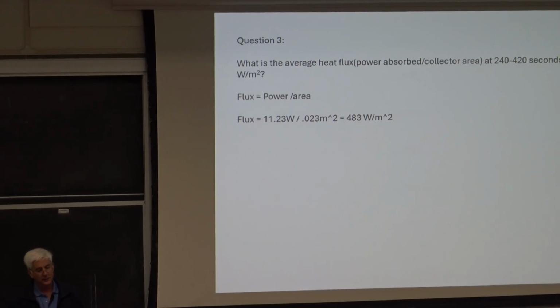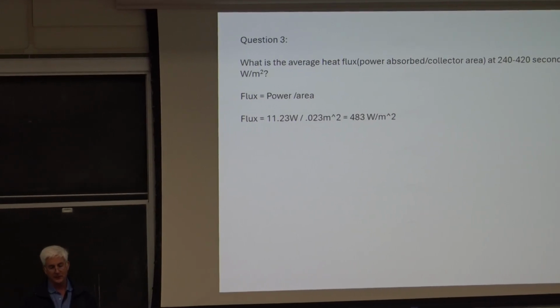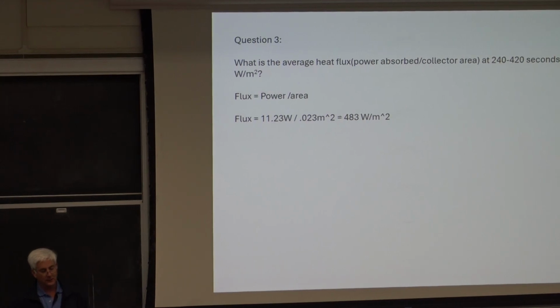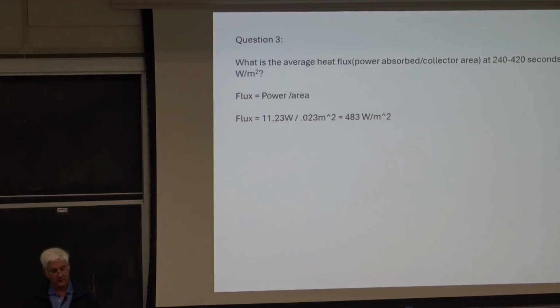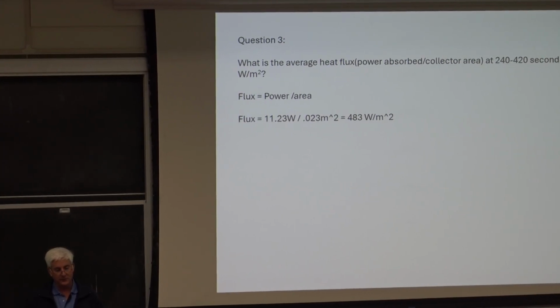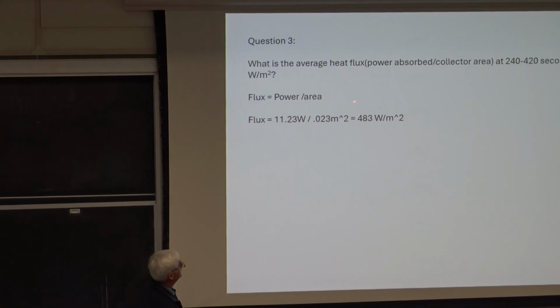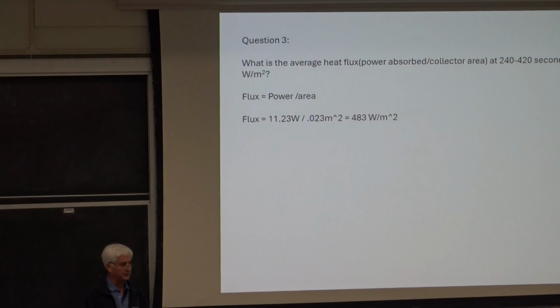Question three: what is the average heat flux, power absorbed divided by collector area, at that same time interval? So you had 11.23 watts coming in. It was divided over 0.023 square meters. So 483 watts per meter squared. That's what was actually getting into the block.